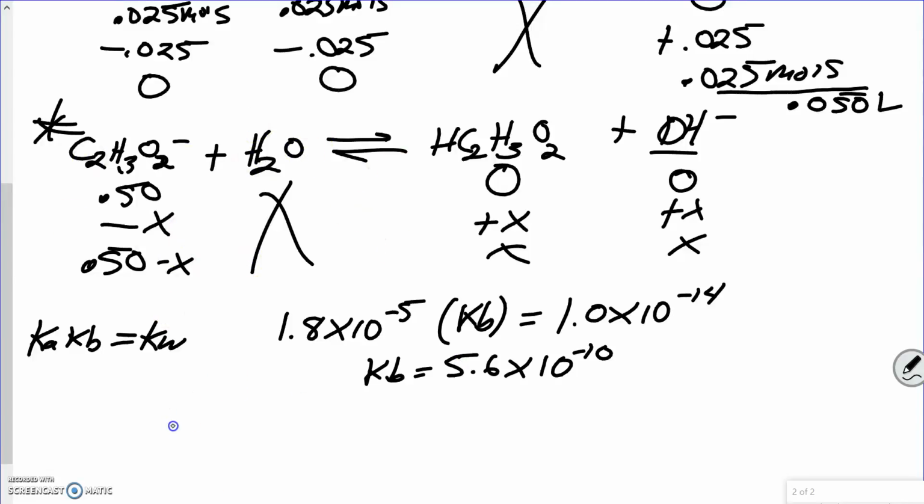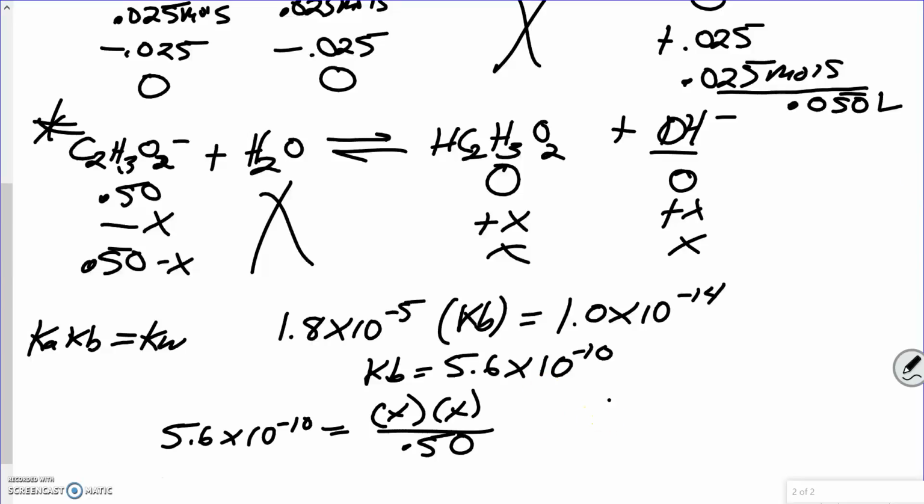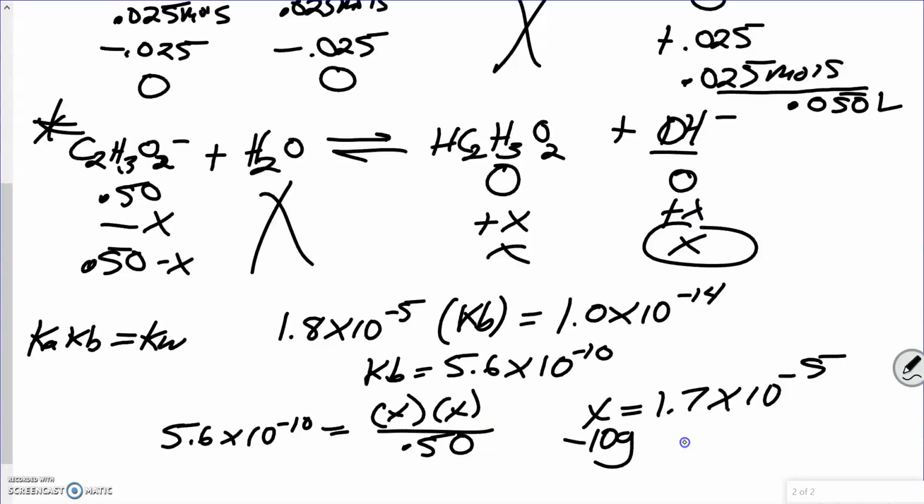Now we can solve using this equilibrium expression. 5.6 times 10 to the negative 10th equals x times x divided by 0.5. Okay? And what that gives us is x is going to be equal to 1.7 times 10 to the negative 5th. And notice here x is our hydroxide ion concentration. So when we take the negative log of that value, we're actually calculating pOH. So don't forget that little detail.